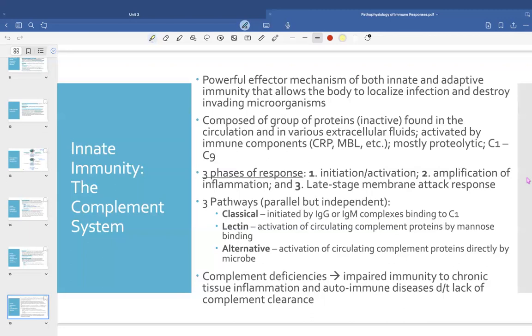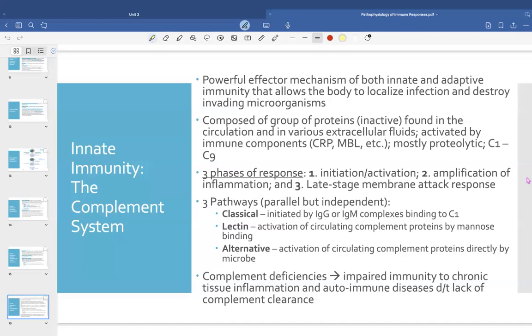There are 3 phases of the response. There's the initiation and activation. Then it ramps up, so it gets amplified. And then the late stage membrane attack. So there are 3 parallel pathways for how this can occur, which again emphasizes the redundancy that's built into our human being, that there's a lot of redundancy in there. And so if you're lacking in one, the other two can pick up the charge, if you will.